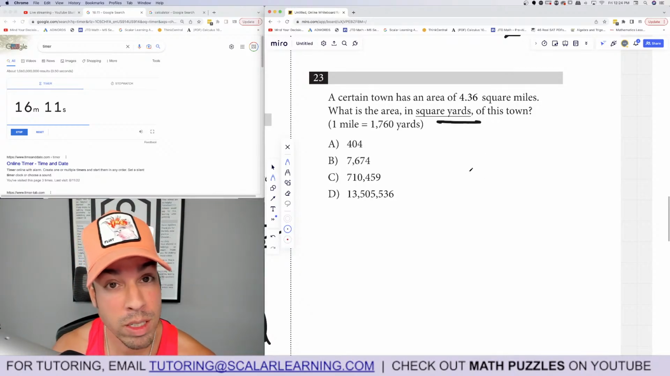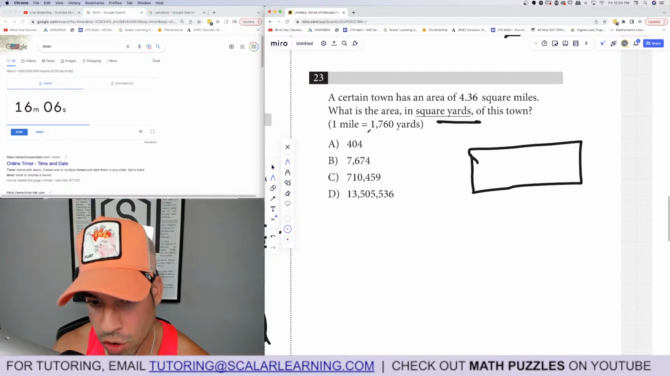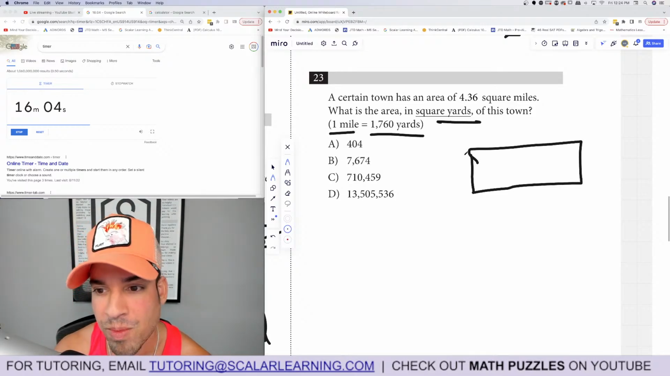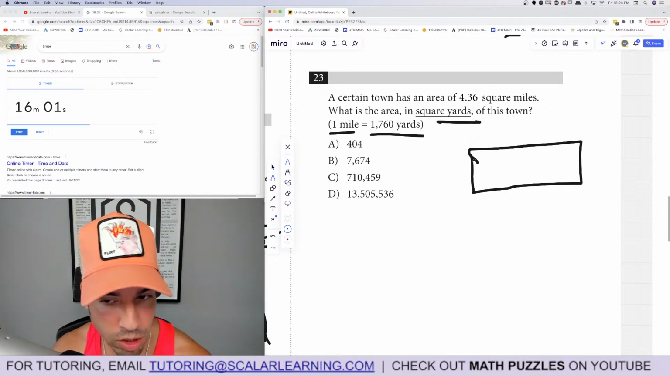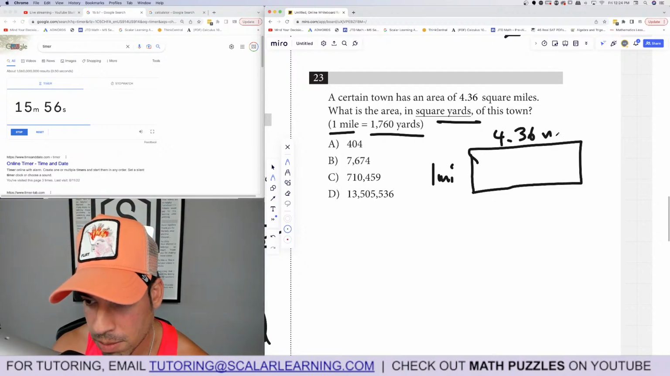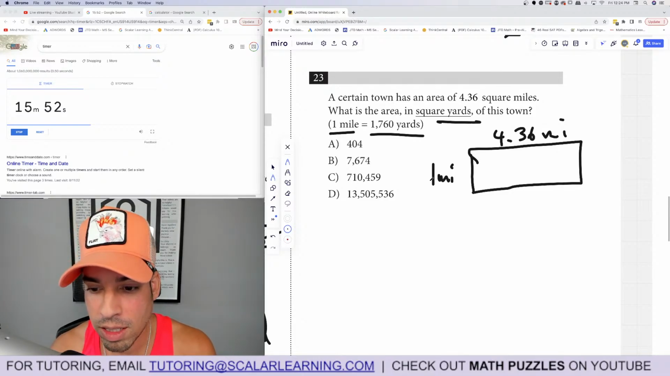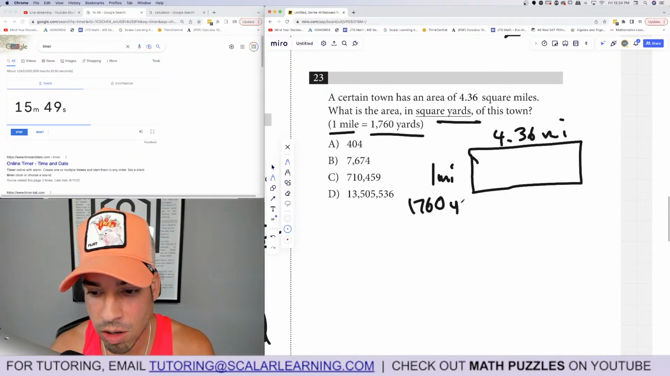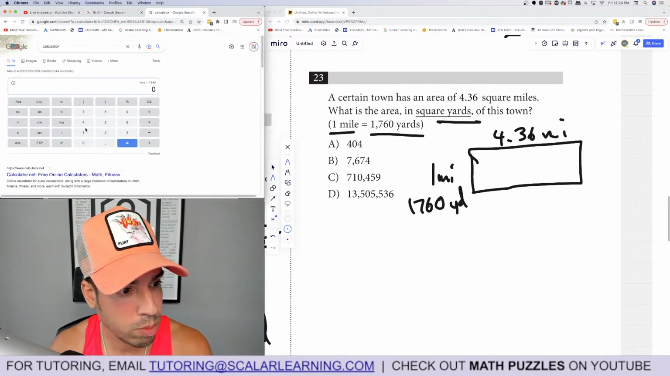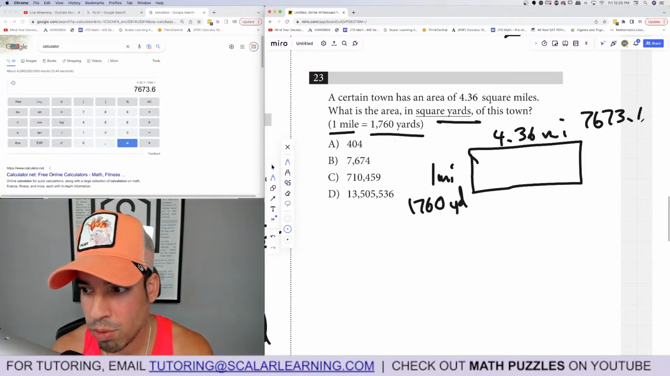Okay, my favorite way to do these problems is like this. Instead of thinking about conversion of square miles to square yards when they give it in linear yards, right? Watch this. So I have 4.36 square miles. That could be 1 mile by 4.36 miles. Now I have length measurements, so now I can convert the lengths. So this becomes 1760 yards. And that one becomes 4.36 times 1760, which is 7673.6.